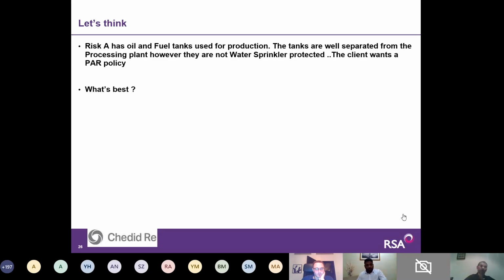So we have tanks 200 meters from the processing plant. There are underground pipes that extend from the tanks to the processing plant, feeding it. So the tanks are totally separated, but we don't have a water sprinkler system in the tanks. And the client wants a PAR policy. What's best for the insurance company?